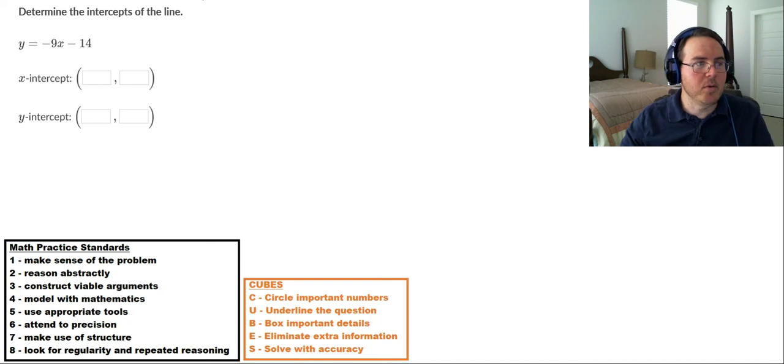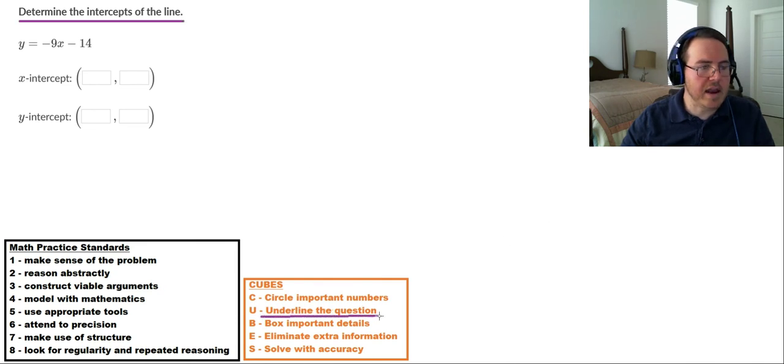So the first thing I want to do is make sure I'm reading the direction that says determine. Let's try this. Determine the intercepts of the line. Okay, so that's underlining the question. Let's use the tools they give me, right? Okay, so there's a line. I'm going to determine the intercepts of the line.